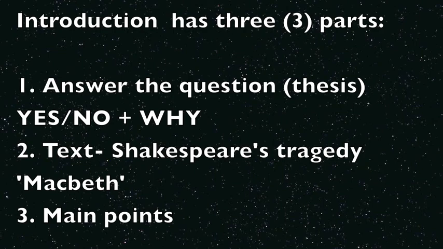main points. So for example, if you agree with the statement, you would need to say that yes, Lady Macbeth is the most flawed character, and then talk about the way that her ambition has led to that being the case. The other thing that you need to do is you always need to mention the text. So you just need to say that this is evident in Shakespeare's tragedy Macbeth, so that the reader is fully aware of which text you're referring to.